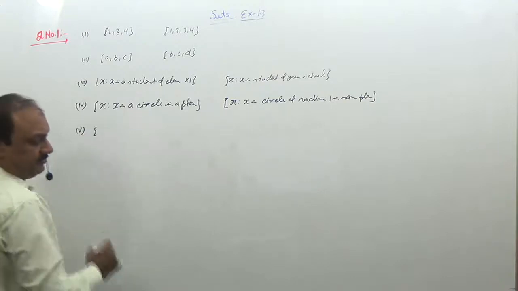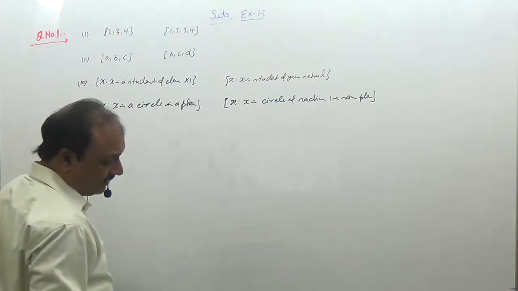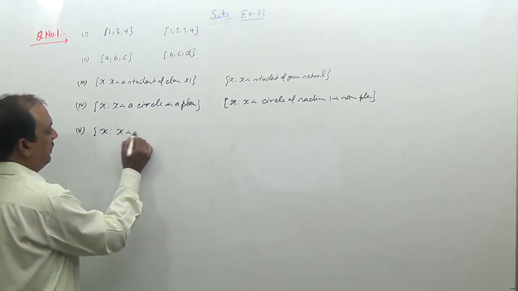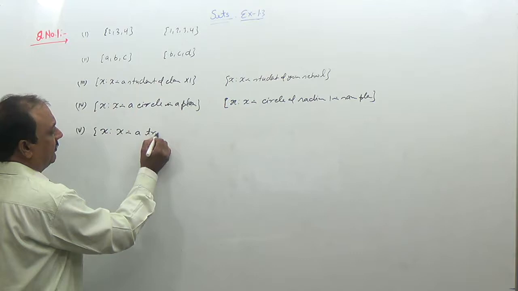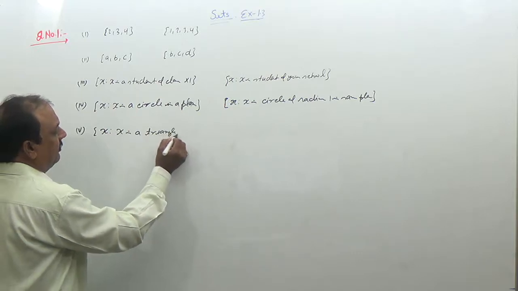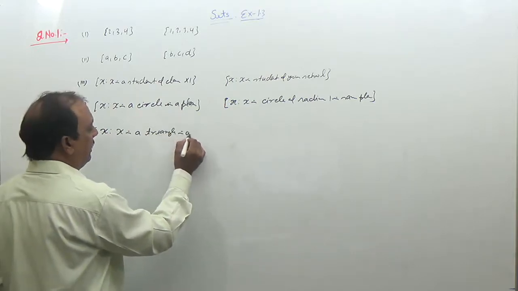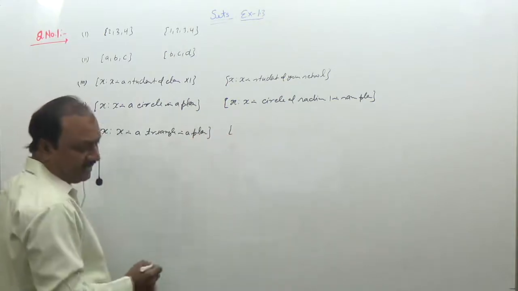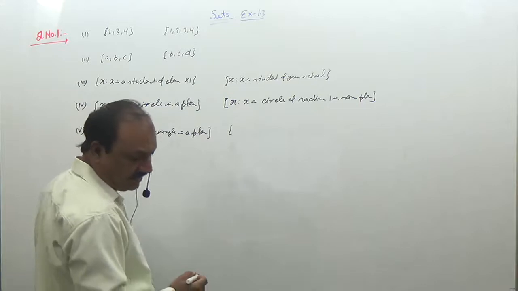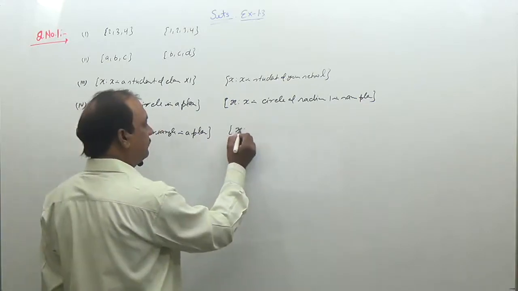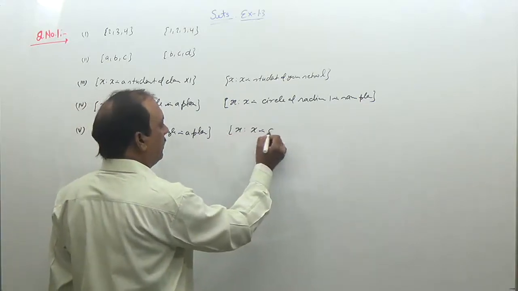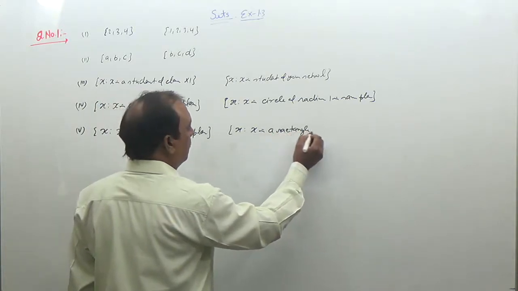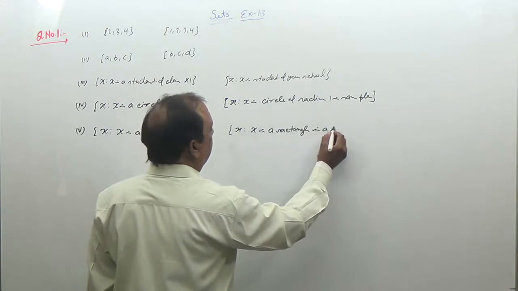Fifth part is: the first set is X is a triangle in a plane, and the second set is the set X is a rectangle in a plane.